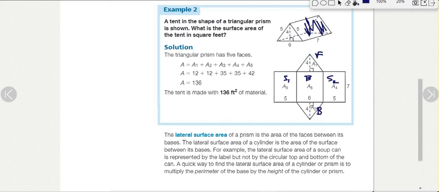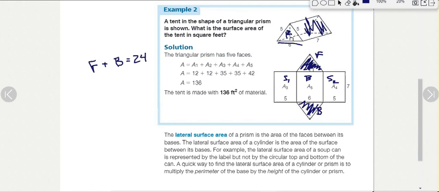If we think of this tent as standing on end, so that this is the base that matches up with this base, the area of that triangle is 4 times 6 divided by 2, so 12. But you have 2 of them, so the front and the back together are 24. That's the area of the 2 triangles.